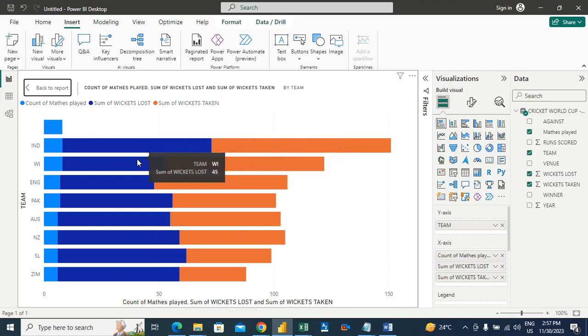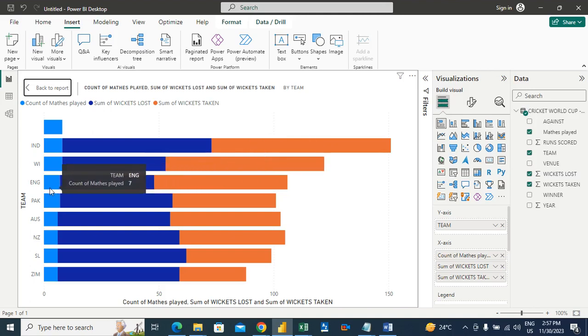Now let's look at the performance of West Indies. West Indies had played 8 matches again. They lost 45 wickets in comparison to the Indian team, which means their batting lineup was also pretty impressive. But the wickets that they took were a little less, 69. Here we have 78, here we have 69, and that indicates that their bowling wasn't good enough, and that's one of the reasons why they lost the tournament.